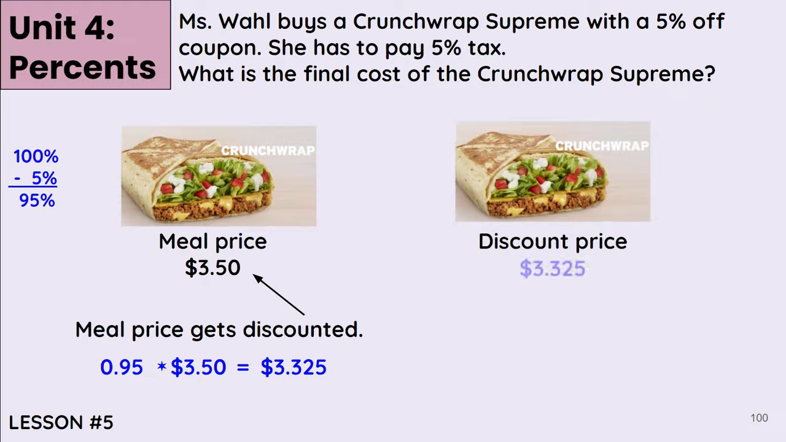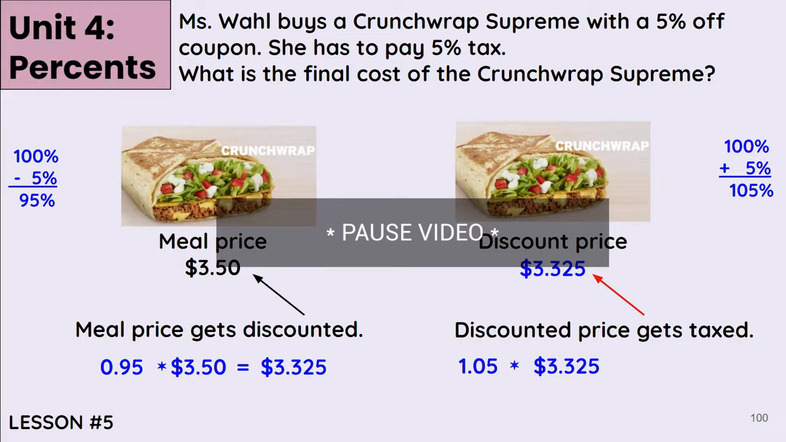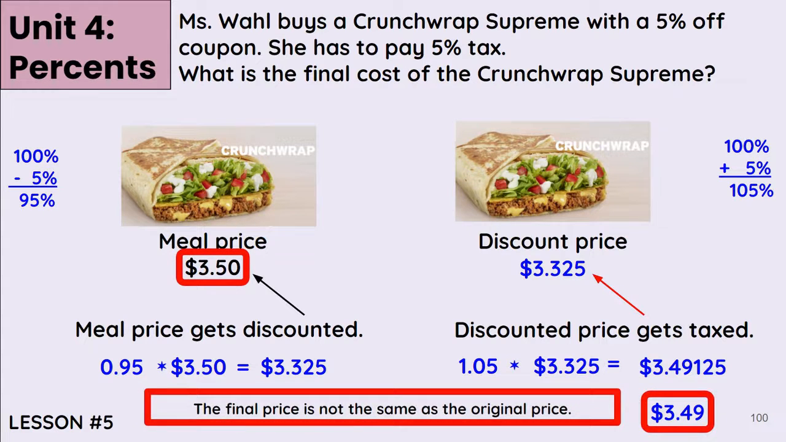So if the discount price is 3.325, but now I have to pay 5% tax, so I'm going to have to pay 100% of that and 5% extra. That's 1.05 times this price. Go ahead and find out what that is. All right, you should have found out that I would have to pay $3.49. The final price is not the same as the original price. So even if you do 5% off and then 5% added back on, you're not going to get the same price as what you started with.